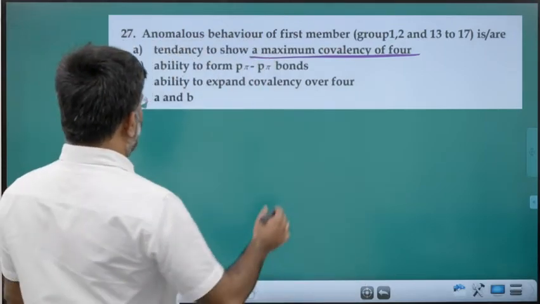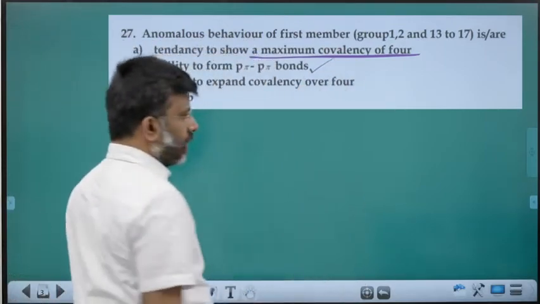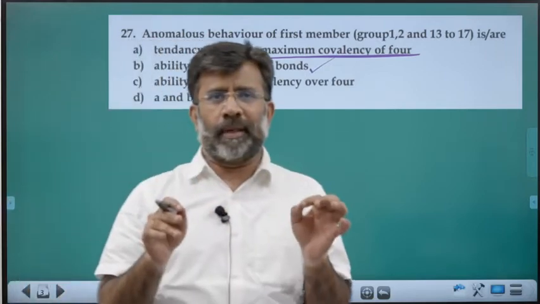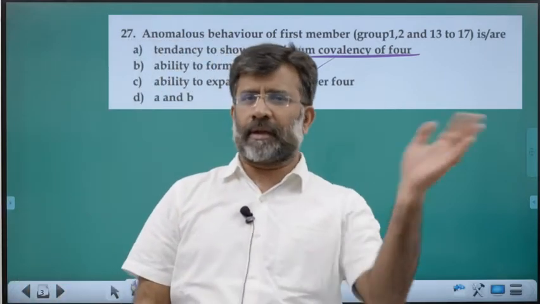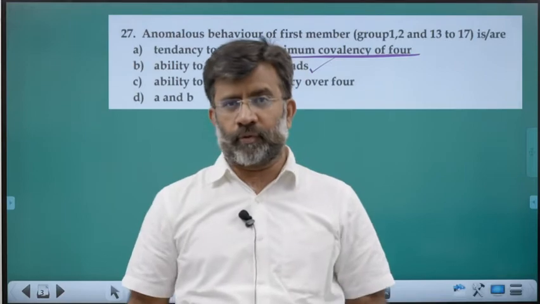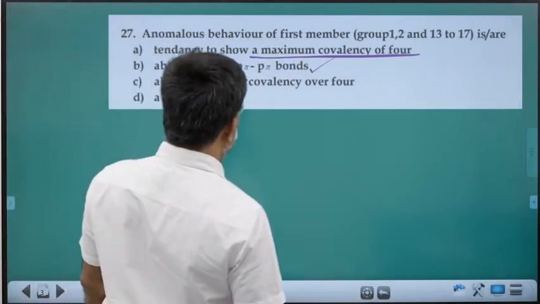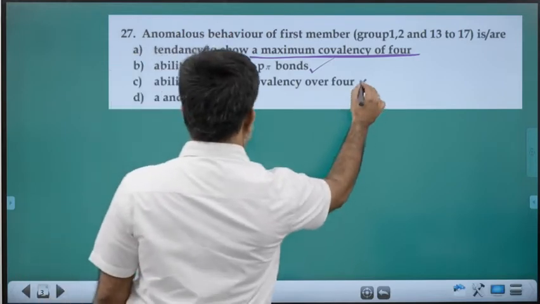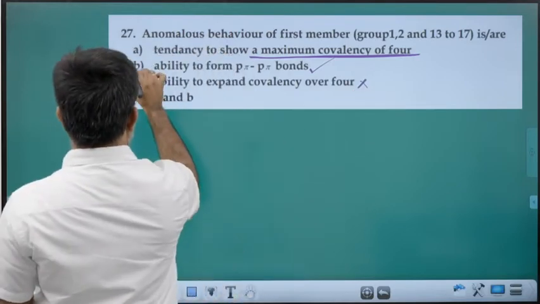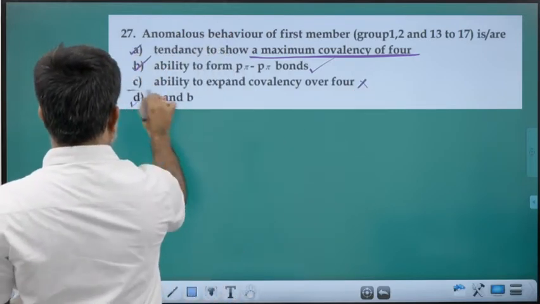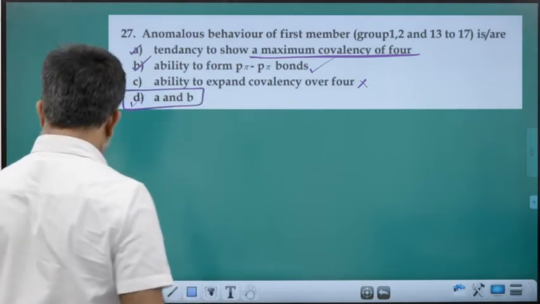They usually form stable p-pi bonds, except halogens, particularly fluorine. Ability to expand covalency over 4 is not possible. So it is option D, A and B. These two statements are correct. Answer is option D. Next.